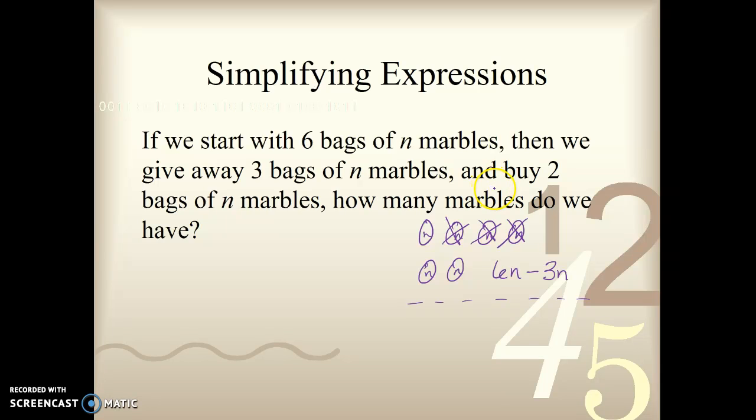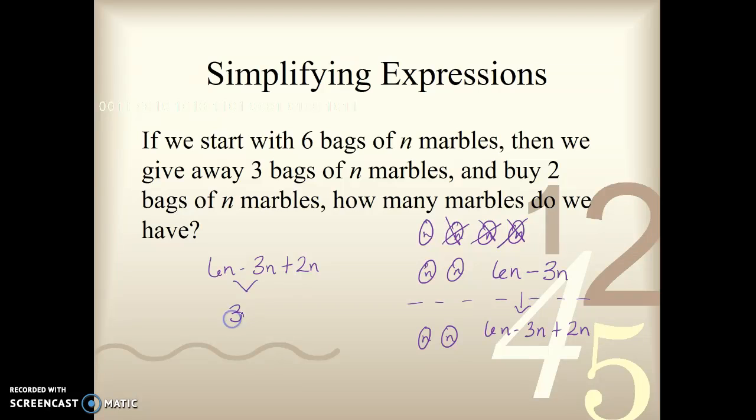Now the second part of my problem says, and buy 2 bags of n marbles. So I'm going to add back in 2 bags of n marbles. How many marbles do I now have? Well, in the first part of my problem, I had 6n minus 3n, and now I'm adding back in 2n marbles. So let's take this over here. 6n minus 3n. Let me rewrite that. 6n minus 3n plus 2n. Let's see if we can figure out how many marbles we have.